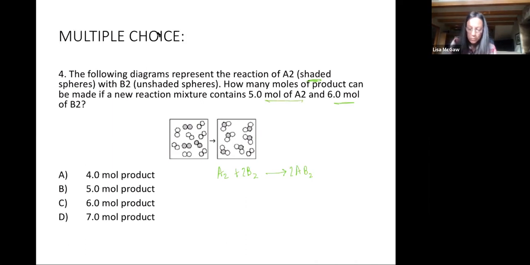So 5 moles of HO. I don't see anybody voting. Are you guys still out there? There we go. Here comes some votes.